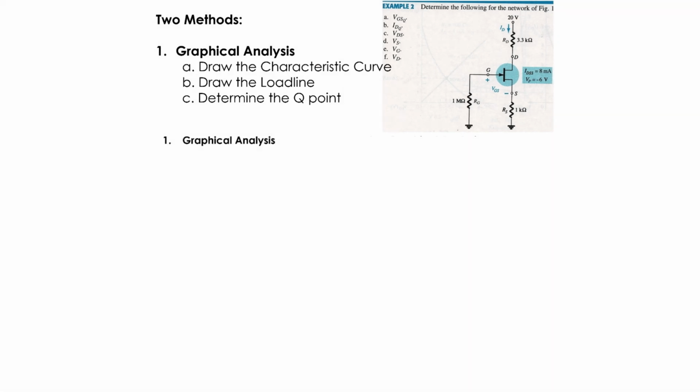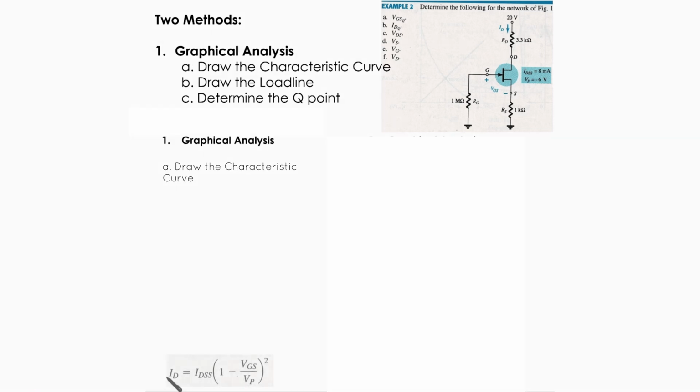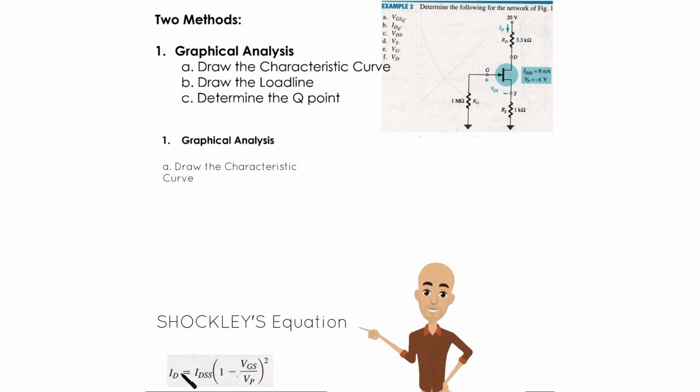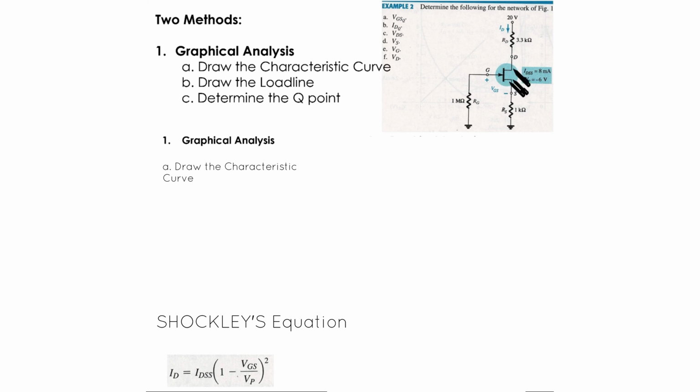So the first thing that we have to do is to draw the characteristic curve. How are we going to draw the characteristic curve? We have to use the Shockley equation: ID is equal to IDSS times (1 minus VGS over VP) quantity squared. So from our problem, IDSS and VP are given. Why? Because they are part of the characteristics of our junction field effect transistor.